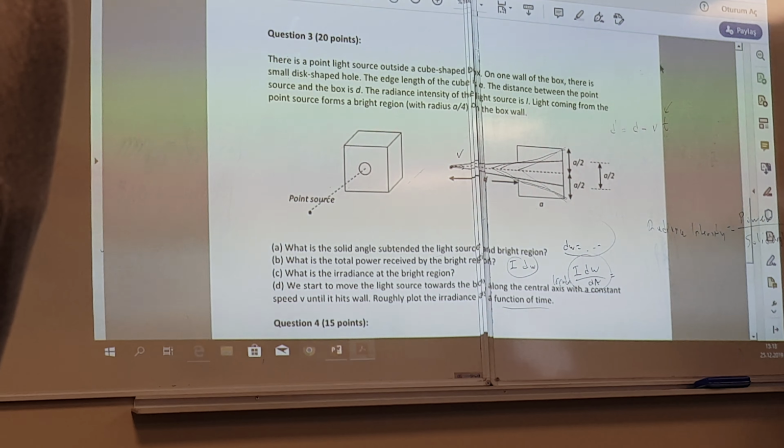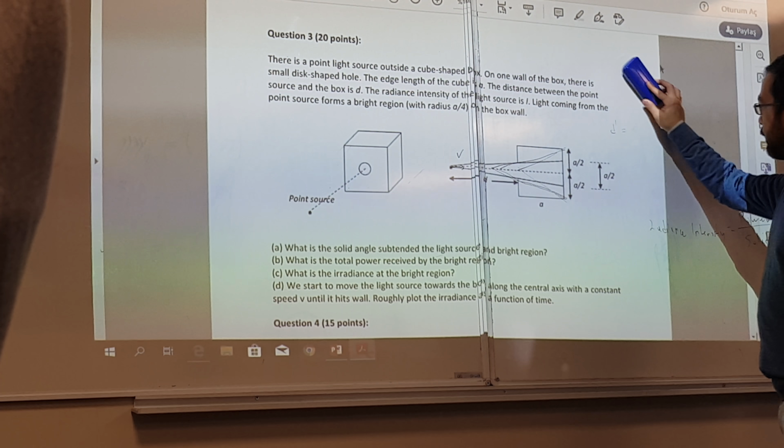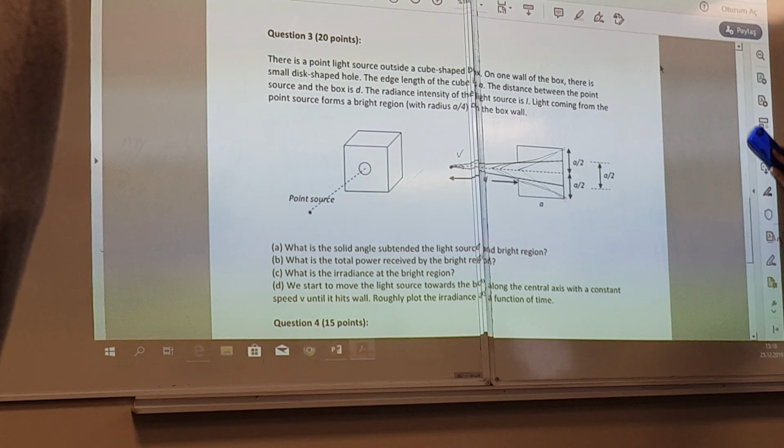So it's essentially using your knowledge and some mathematics. I'm not going to go into details and solve it. It will take a while.